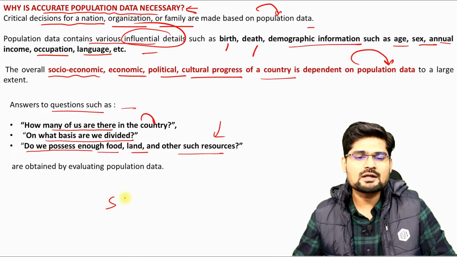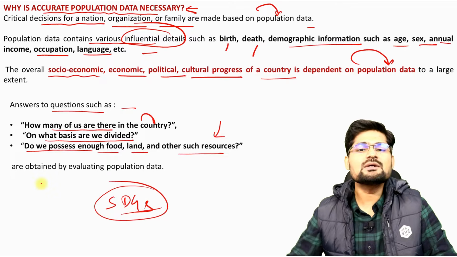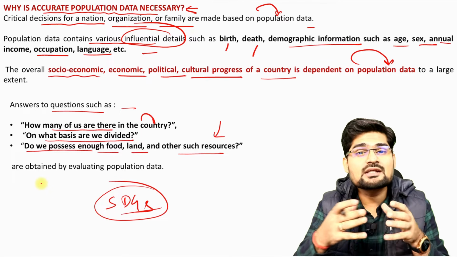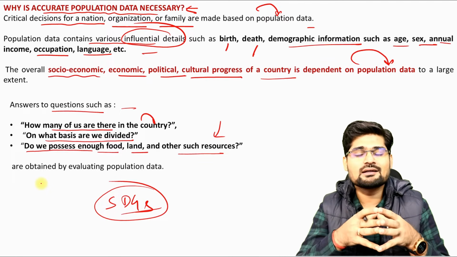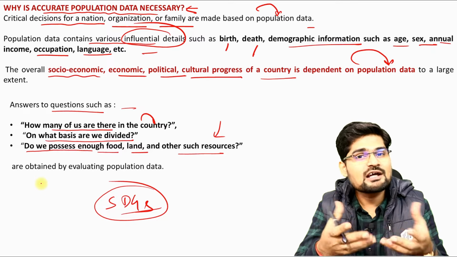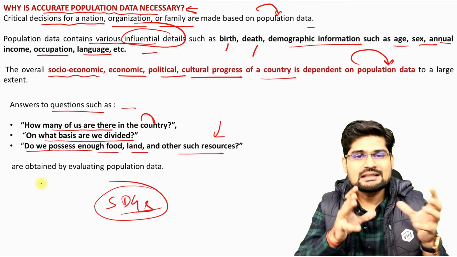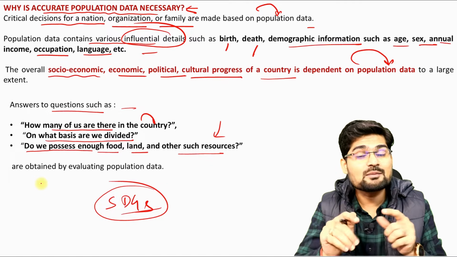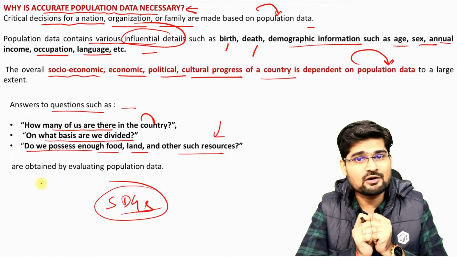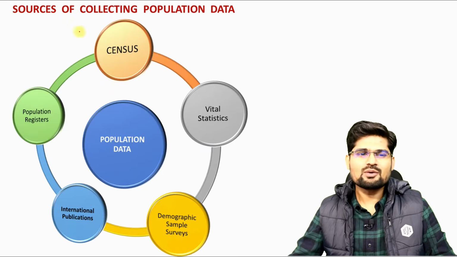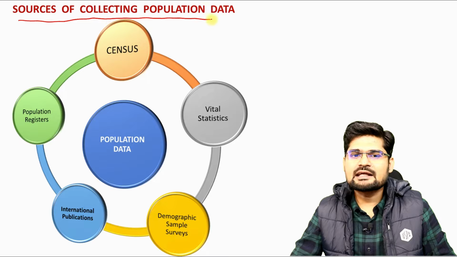And remember, we are talking about SDGs, Sustainable Development Goals, intergenerational equity, intragenerational equity. How are we going to do this if we don't have population data? So remember, this is the precise reason that not just data but accurate data is what we are looking for in population dynamics. So now let's understand these sources of collecting population data.